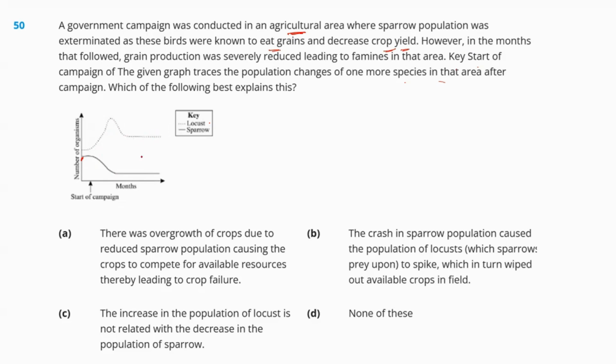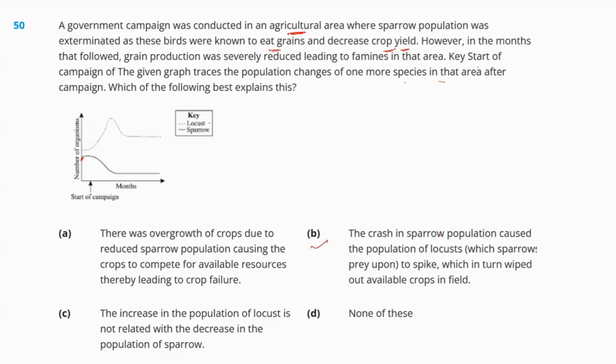We need to find out the cause for that. There was overgrowth of crops due to reduced sparrow population, causing the crops to compete for available sources, thereby leading to crop failure. No, the crash in sparrow population caused the population of locust to spike, which in turn wiped out available crops in the field.